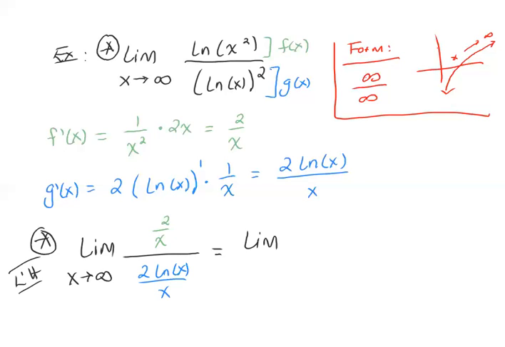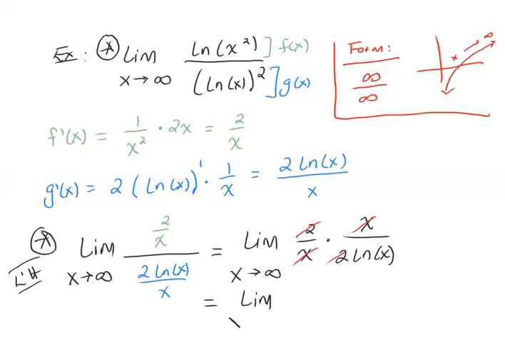This is equal to limit as x approaches infinity of, I'm dividing a fraction by fraction. I can rewrite that as multiplication by the reciprocal. So that gives me 2 over x times x over 2 natural log of x. I have some things that cancel nicely. X is on top and bottom, 2 is on top and bottom, which is equal to the limit as x approaches infinity of 1 over the natural log of x.